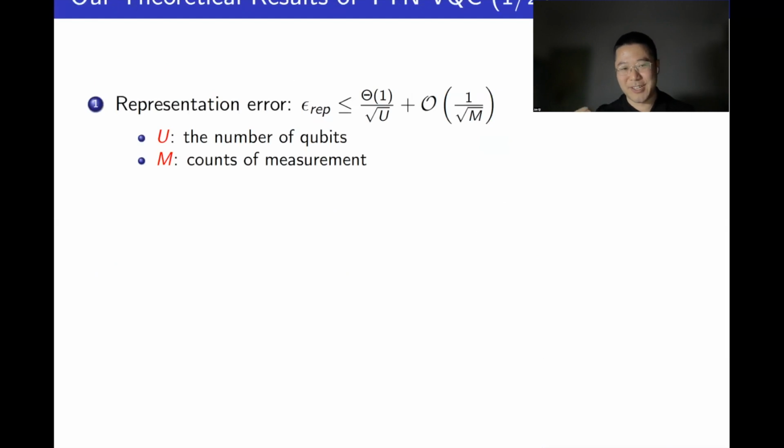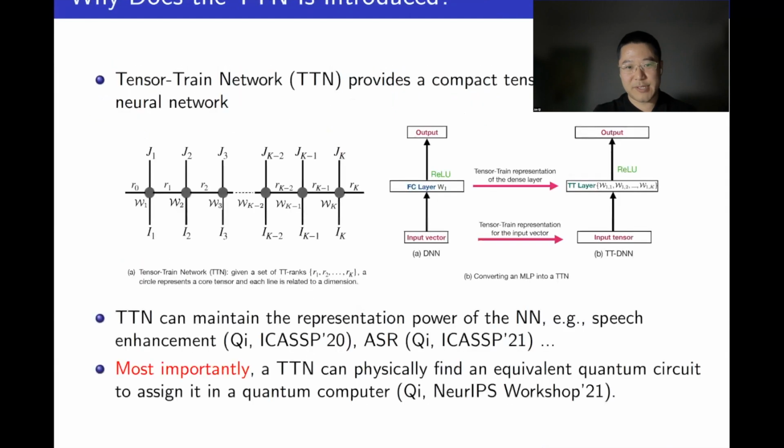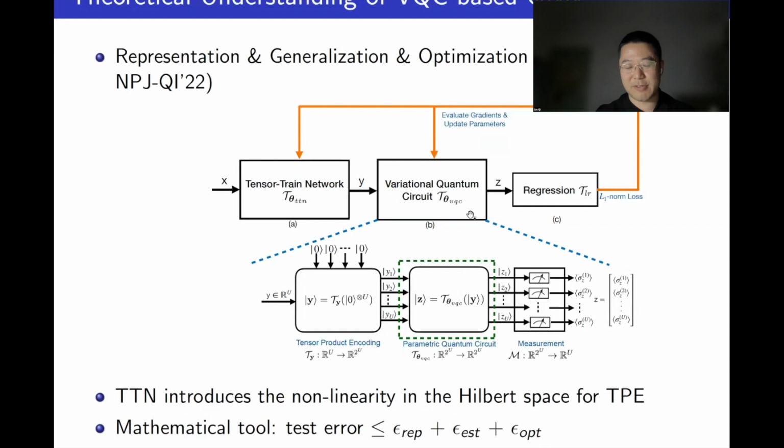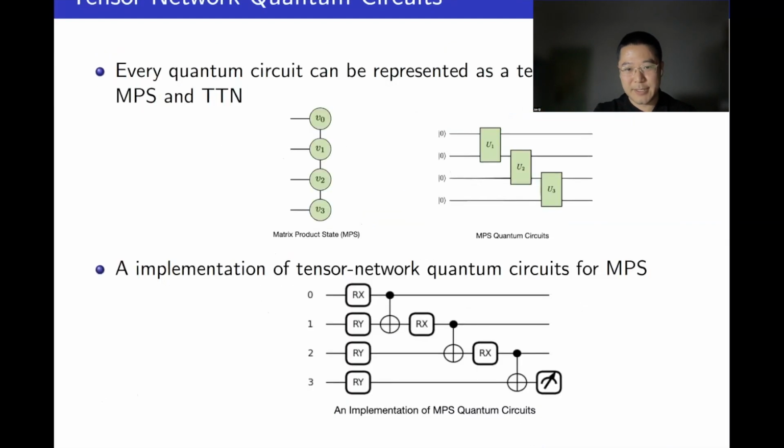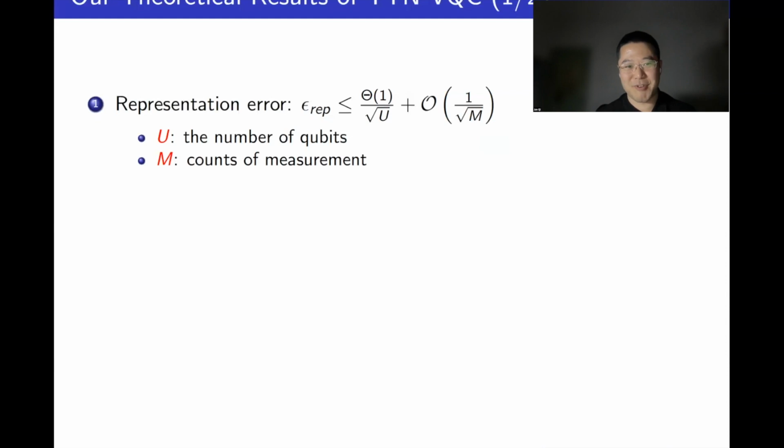Okay, the next step, I want to do some mathematical analysis. We focus on the QuCS representation power and the generalization power, and we want to see how to boost its optimization performance. So I'll show our theoretical results. The first theoretical result focuses on the representation error for this QuCS-based neural network. In this result, we show that it's related to two main factors. The first factor is the number of qubits. The second one is the count of measurements. The representation error is inversely proportional to the number of qubits, and also inversely proportional to the count of measurements.